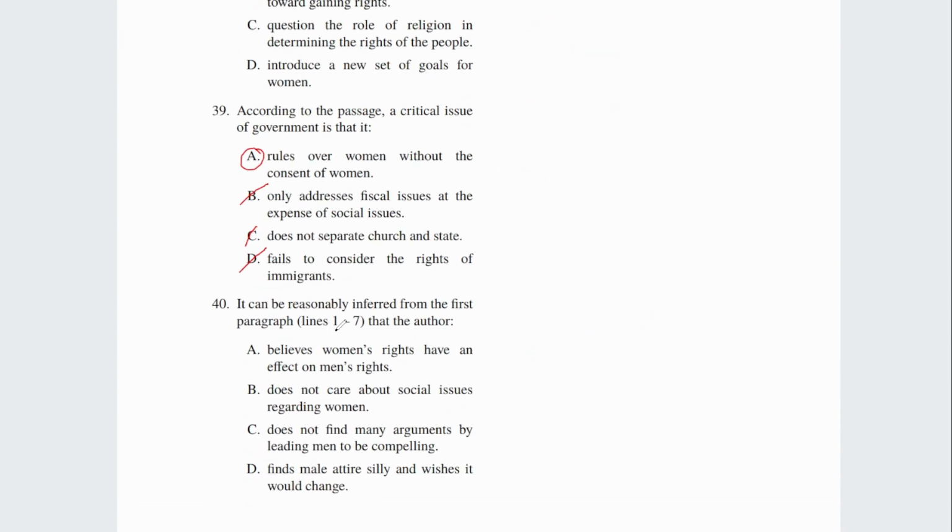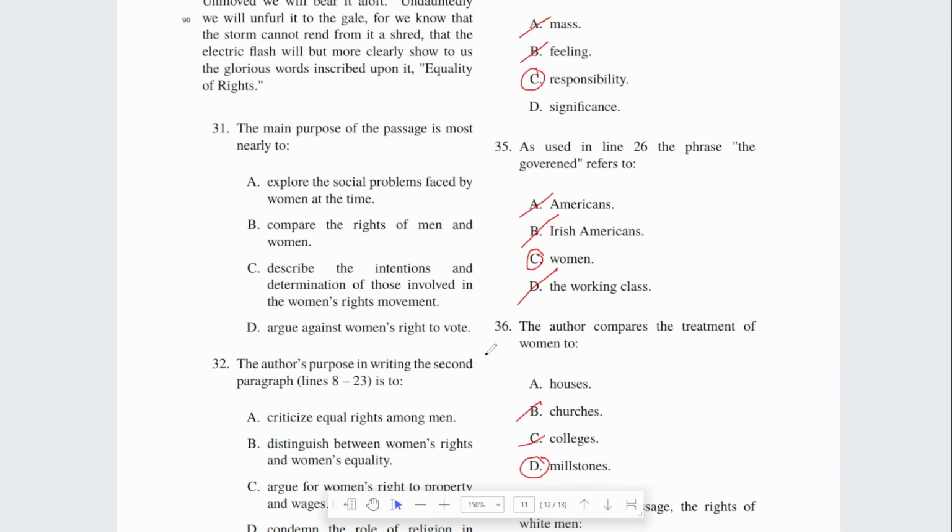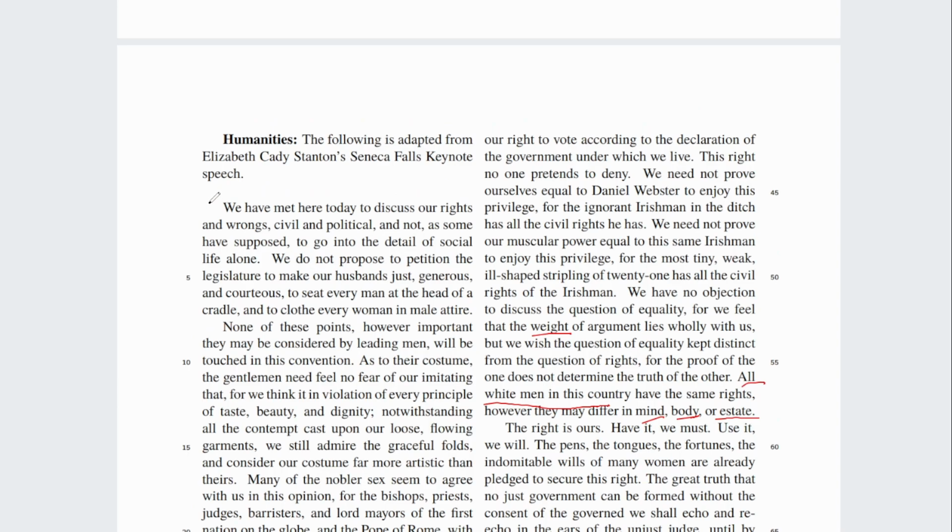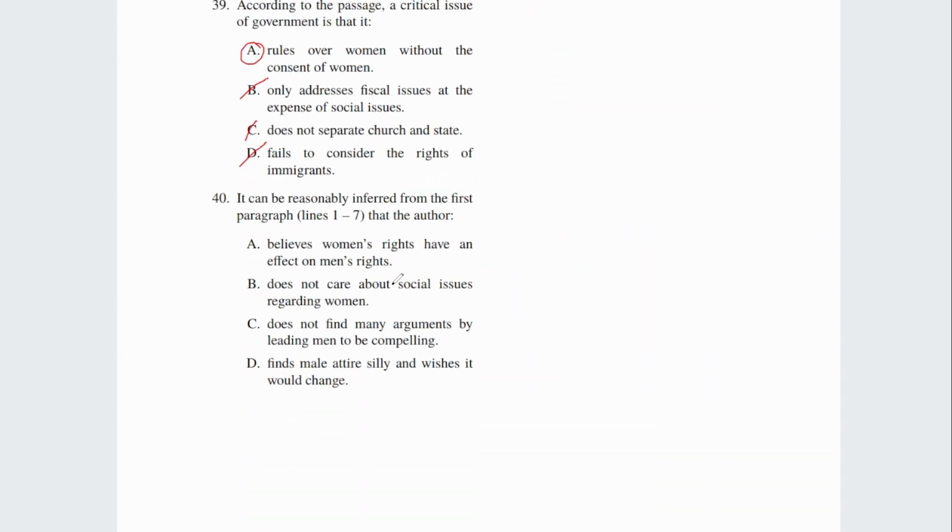So let's look at reasonable inference starting from lines 1 through 7, so right at the top. Let's review lines 1 through 7. Okay, so we're just introducing it, right? We're not trying to make our husbands just, generous, and courteous, but here's what we're not trying to do. In essence, that's how I would describe this first paragraph. And actually, this is an interesting point. Believes women's rights have an effect on men's rights. It seems like she's saying the opposite. She's saying, we're not trying to make you do anything differently with yourselves, right? You can still wear what you want. You don't have to be just or generous. We're just asking for something. You can go on doing you. So A seems wrong. She's not asking for that.